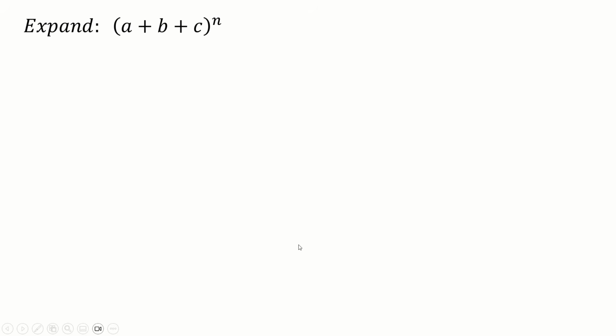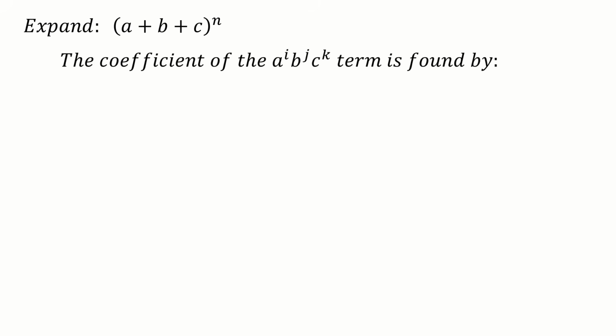But anyway, the general form for this, if we're doing a plus b plus c to the power n, will be, if we're looking for the a^i b^j c^k term, n factorial over i factorial, j factorial, k factorial, as long as i, j, and k add up to n. Because, of course, you've got to take something from every bracket.